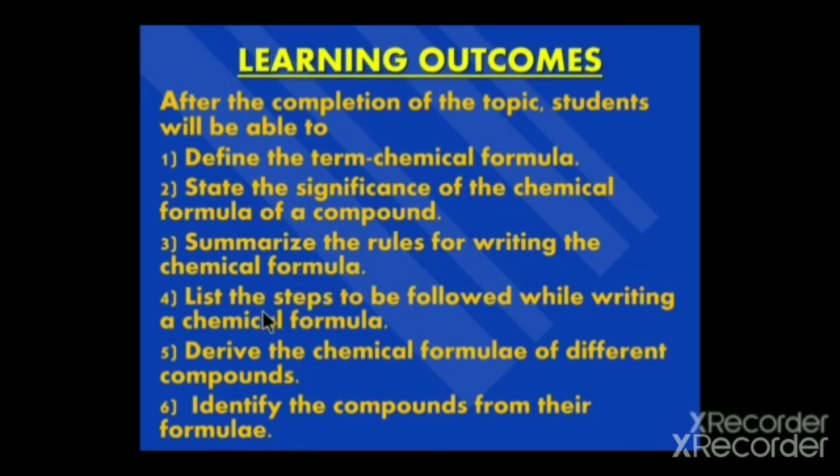Number 4, list the steps to be followed while writing a chemical formula, means which steps you will follow to derive a chemical formula. Number 5, you will be able to derive the chemical formula of different compounds by crisscross method. Number 6, you will be able to identify the compounds from their formula. If a formula is given, then you can name the compound to which that formula belongs.